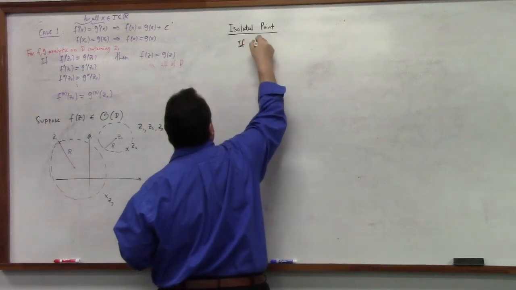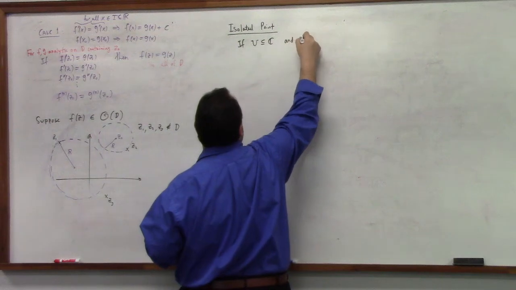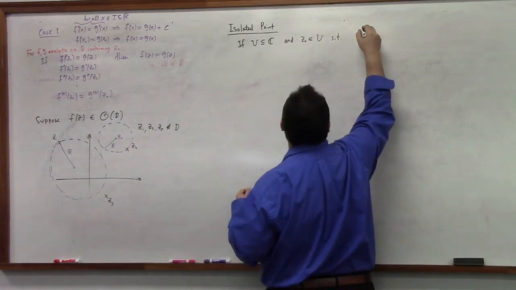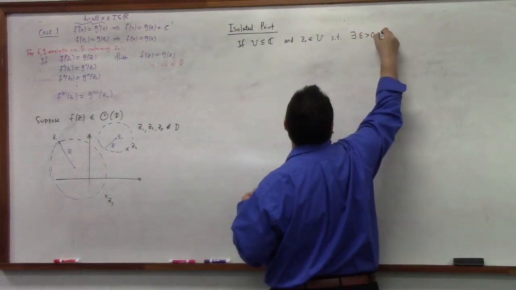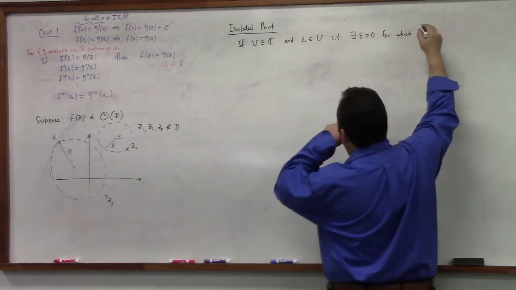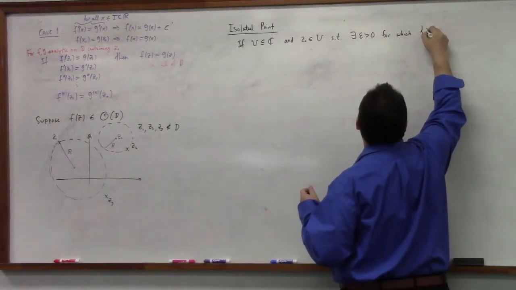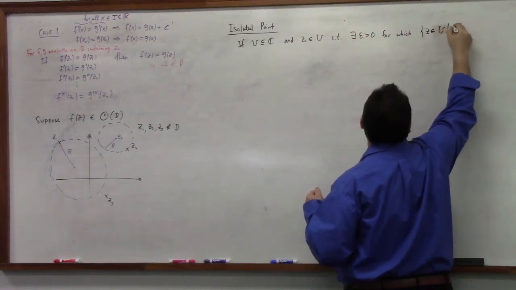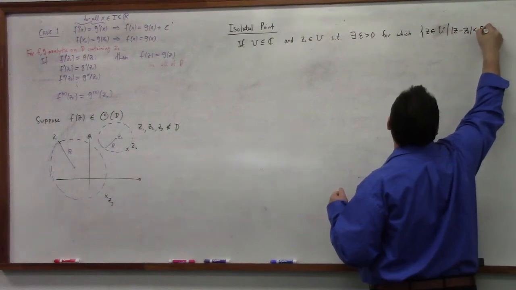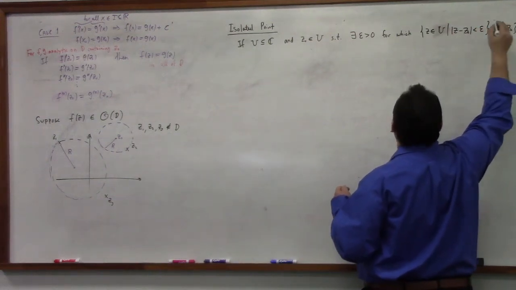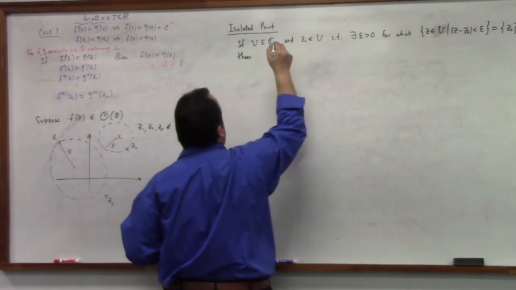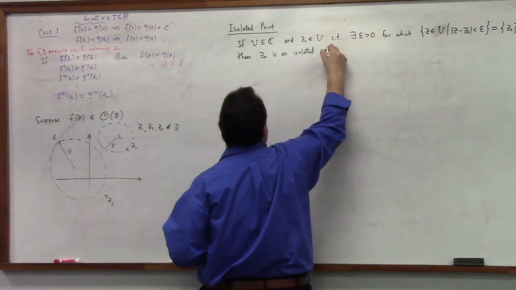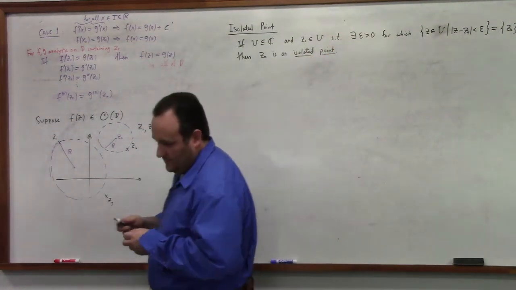So if U is a subset of the complex numbers, let's say, and Z naught is an element of U such that there exists, let's say, epsilon greater than 0 for which the set of Z in U such that the modulus of Z minus Z naught is less than epsilon is just equal to Z naught, then Z naught is an isolated point. All right.